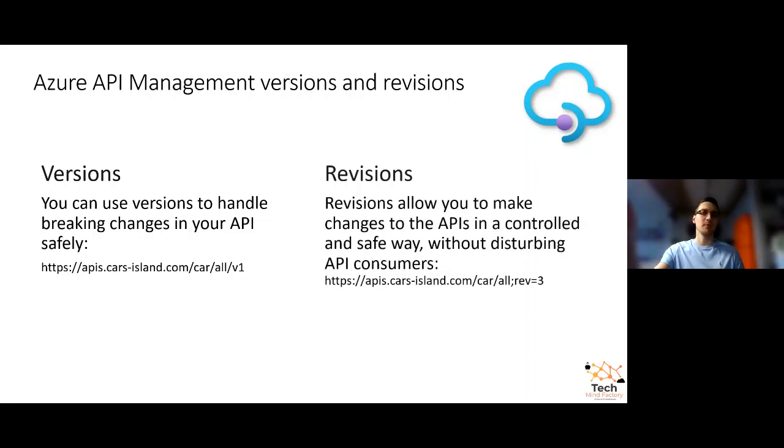And there is also a concept of revisions. Revisions allow you to make changes to the APIs in a controlled and safe way. So you can apply those changes and you will not disturb API consumers. You can add different revisions. You can treat them as, for instance, different branches in a Git repository. You can create separate revisions, you can test them, you can break them, and you can be sure that you will not break the functionality of existing apps. So there is versioning and revision in API management service.